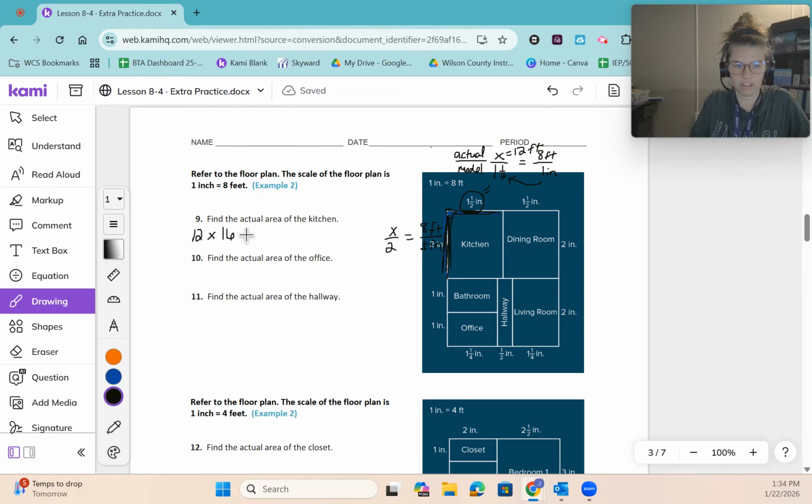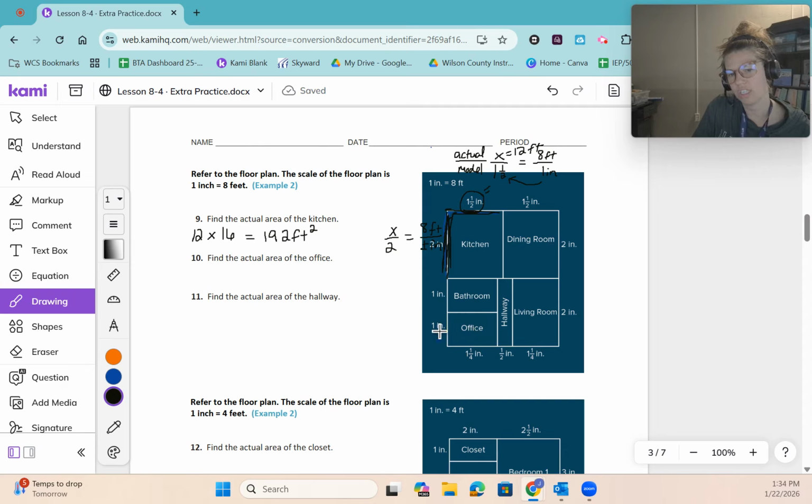And when I find the area of that, it's going to be 192 feet squared. So again, when we're finding scale dimensions, we have to find the new dimensions, base and height or length and width, and then calculate the area after that. Let's do the same thing again for the office. It says find the actual area of the office.